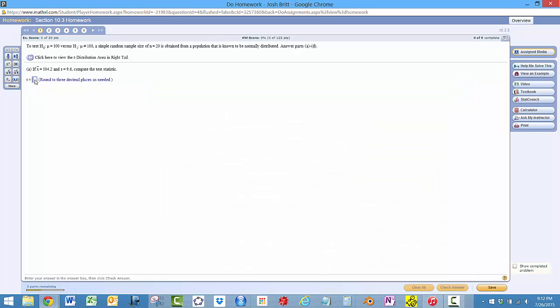And that's it. Compute. The T-stat is 1.957. And the critical values.